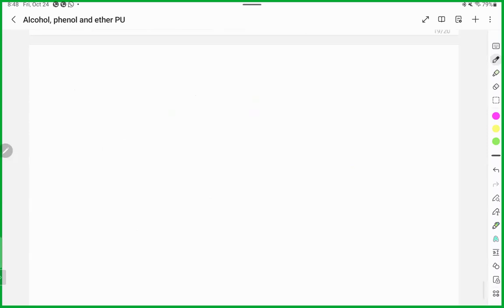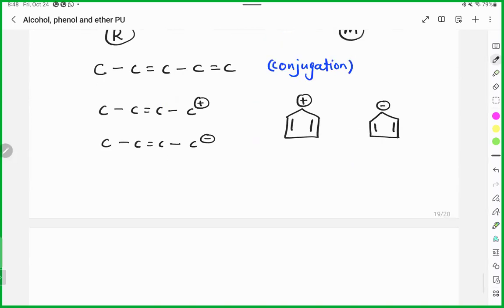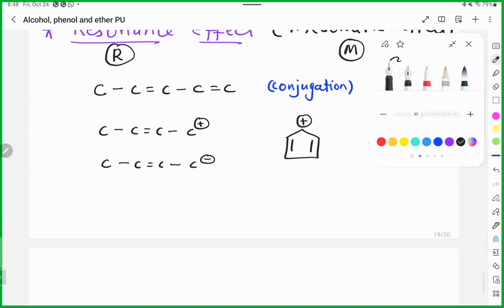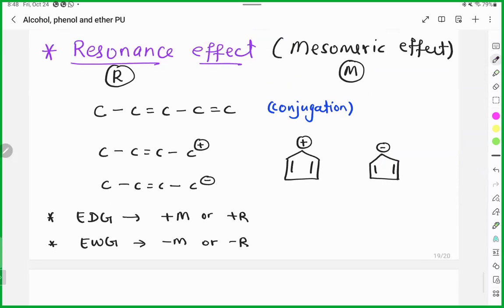Resonance gives high stability. We also talk about a third effect, but before that, Chinmay, like how we did electron withdrawing group and donating group in inductive effect, the same thing happens here. If you have any electron donating group in resonance, then you will call it plus M effect or plus R. And if you have an electron withdrawing group, in the same manner, you call it minus M or minus R. Okay?